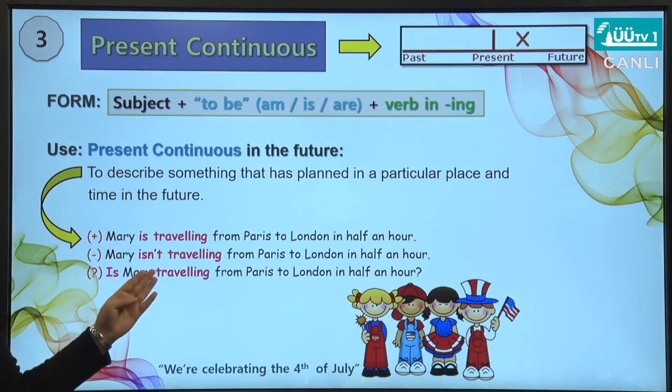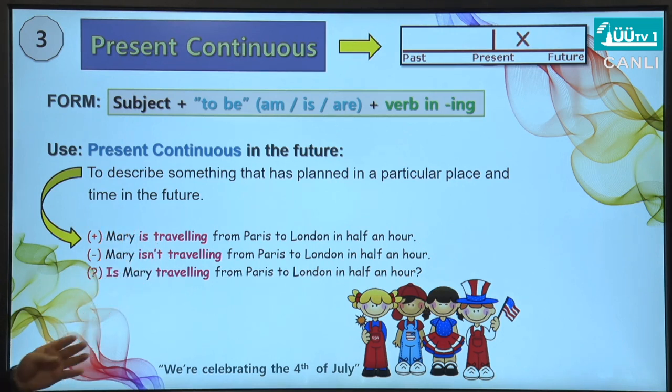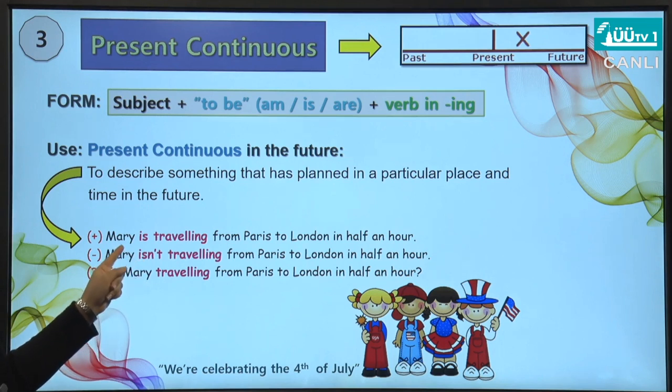She is traveling from Paris to London in half an hour. So, this is something that is happening for sure. So, the negative form, as you know, is Mary isn't traveling from Paris to London in half an hour. You always add not to the to be verbs. She isn't. I'm not.